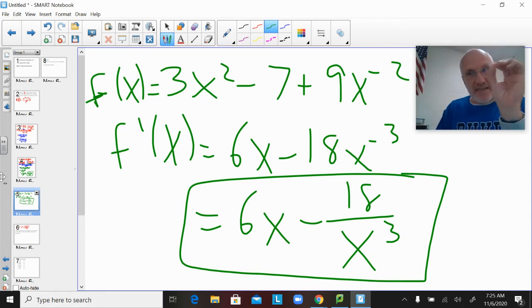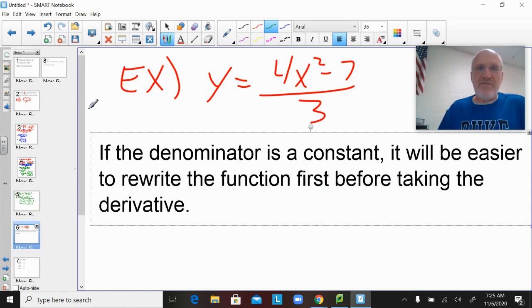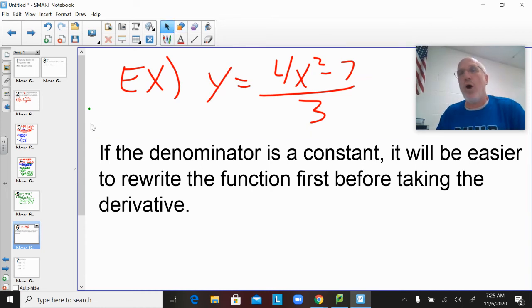Now, I just said something important, but I'm going to almost contradict myself. Be aware of rewriting it to not have to use the quotient rule. So this next slide has more examples. It says one more example. If the denominator is a constant, it will always be easier to rewrite it before taking the derivative.